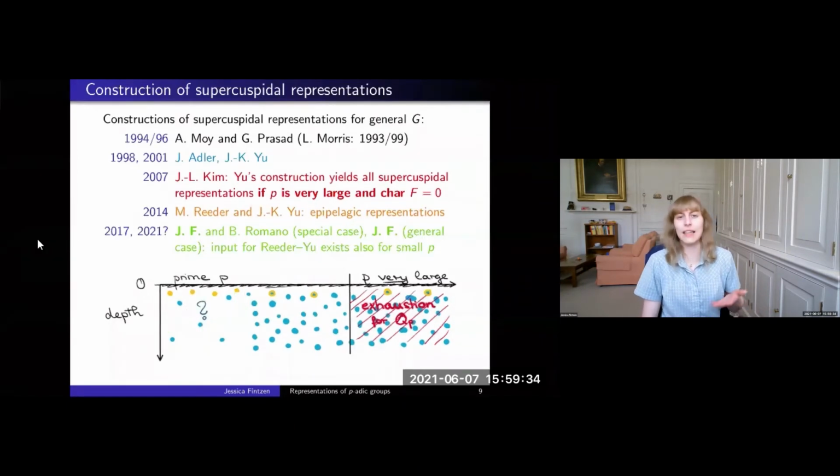You might wonder, are there maybe representations that have higher depths, because there's a lot of space here? The answer is yes, but I can't tell you the details because I'm still working on it. That's really a big project that will still take quite some time.